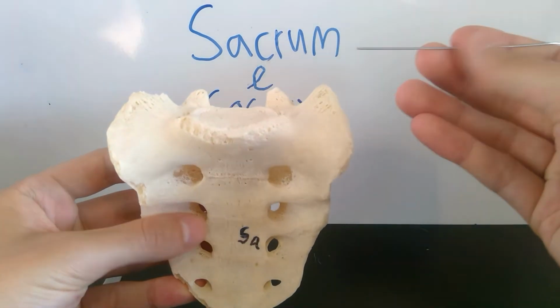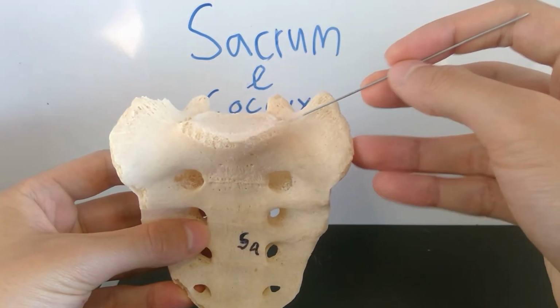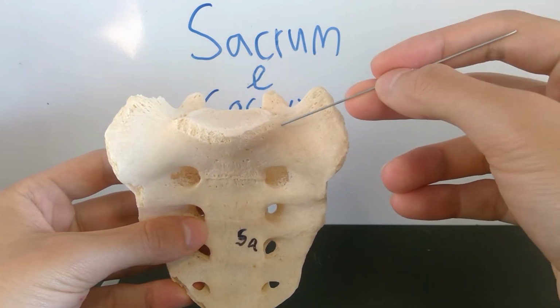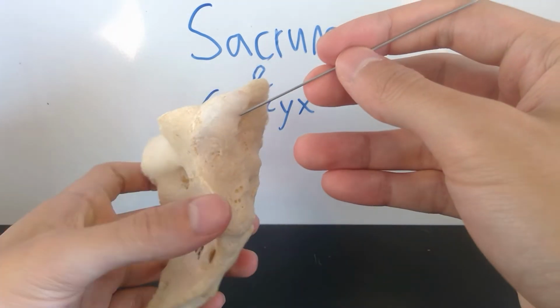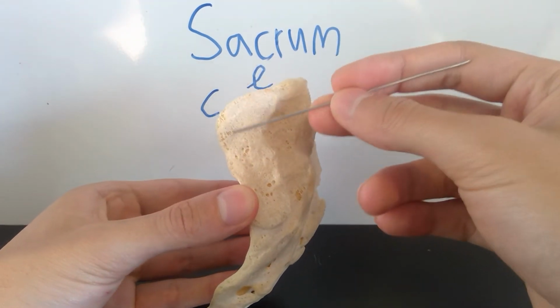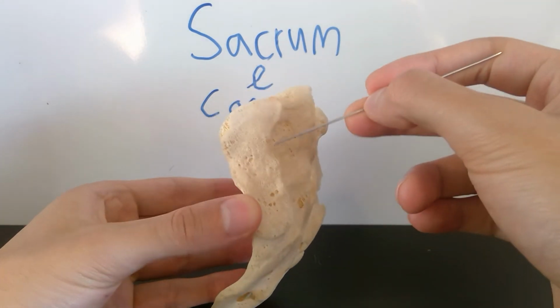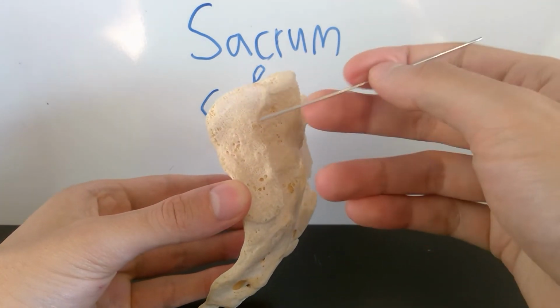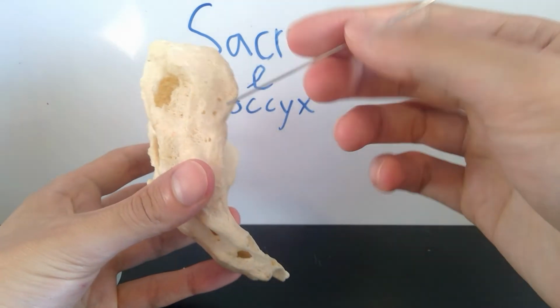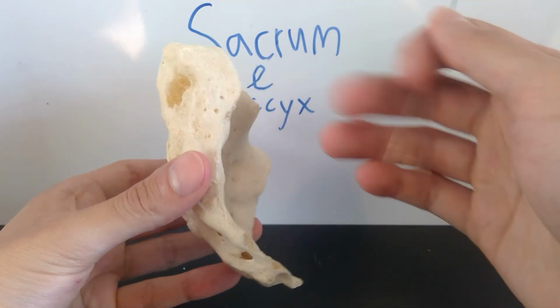Next structures you need to know are the ala, which I like to think of as the wings of the sacrum. And if we look to the lateral surface and you see this bumpy area here, this is known as the auricular surface. And this is what's going to articulate with the hip bones, or the os coxae, on either side. You can see that here on the other side as well.